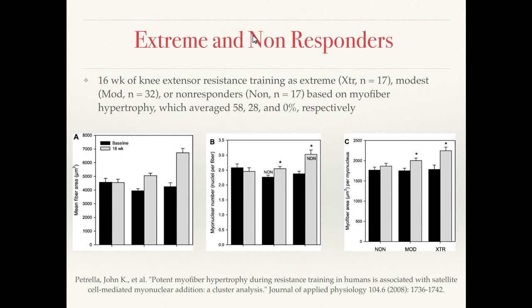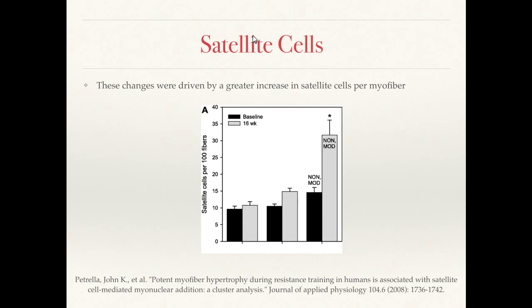What explains the ability to increase nuclei per fiber? Well, you know, it's satellite cells, right? And again, this is pointing out here: non-responders, moderate responders, extreme responders, and again, myonuclear number, or myofiber area per myonucleus. If you look at satellite cells, we see the same thing. Clearly, the extreme responders get the greatest, most robust satellite cell activation, which explains the increase in myonuclei.